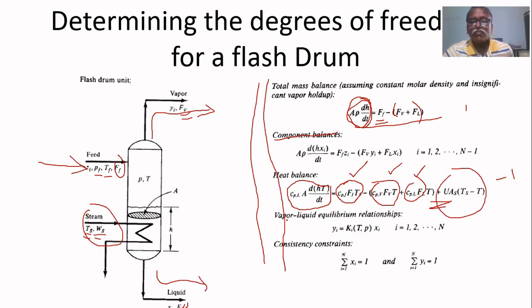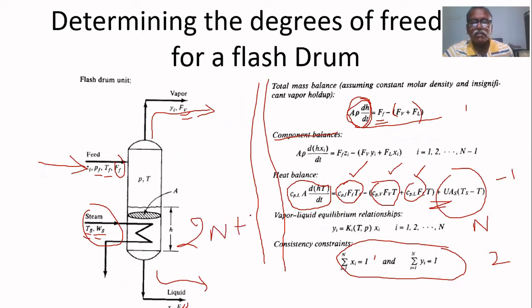If you write the vapor liquid equilibrium relationship, you will get another n equations. So n plus n plus 1 equations. Here you will get two more equations for the consistency constraint. So 2n plus 1 equations we are having.